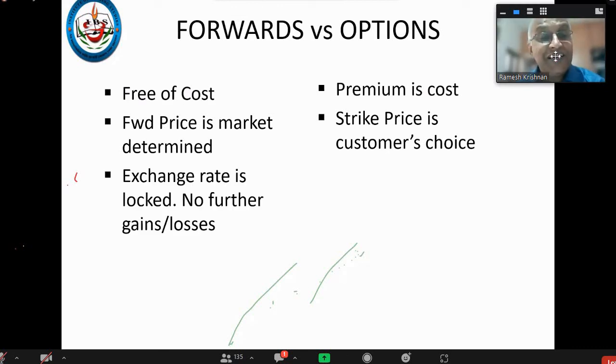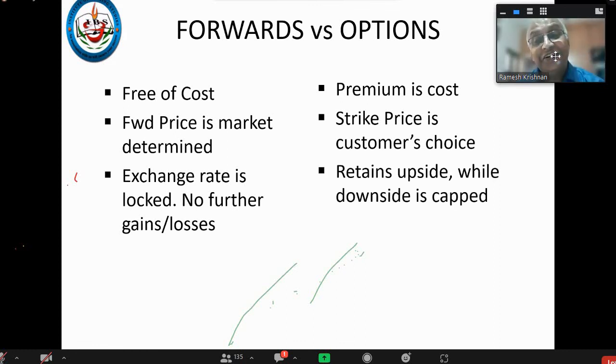In a forward, the exchange rate is locked, no further gain or loss. Come what may, for $1, we will give you 82.50 in December. And we have committed as a bank to sell it at 82.51. We are also not running a position. Here, retain the upside while downside is 82.50 I have chosen. So as option strike price, I will not lose anything below 82.50. But if market goes to 90, I will get 90. That is why that upside is unlimited. Downside is only the 4 rupee premium you pay.